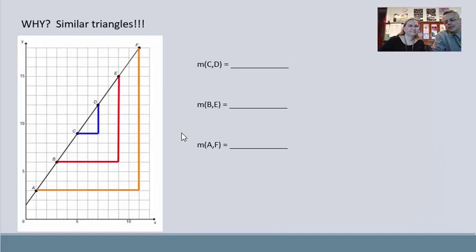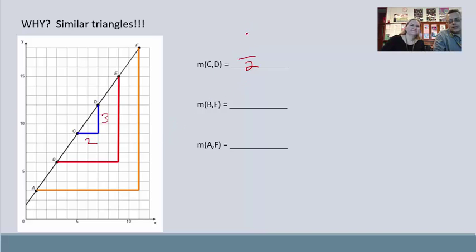This is the same line. You see we have 3 slope triangles: blue, red, and kind of gold color. We're going to show that it doesn't matter which one we use, the slope will be the same. For the blue one, the rise is 3 and the run is 2. So that one has slope 3/2.